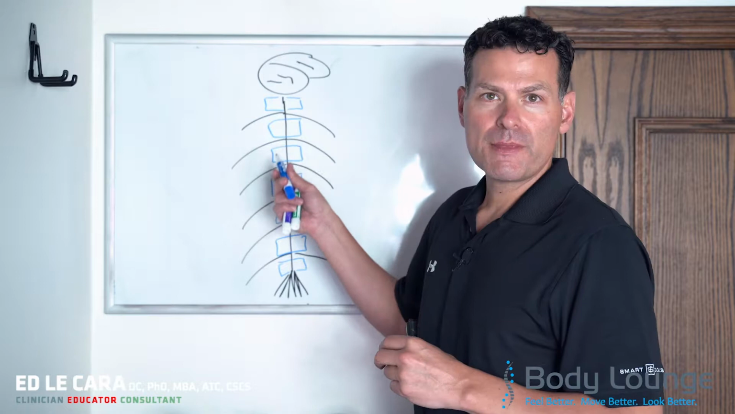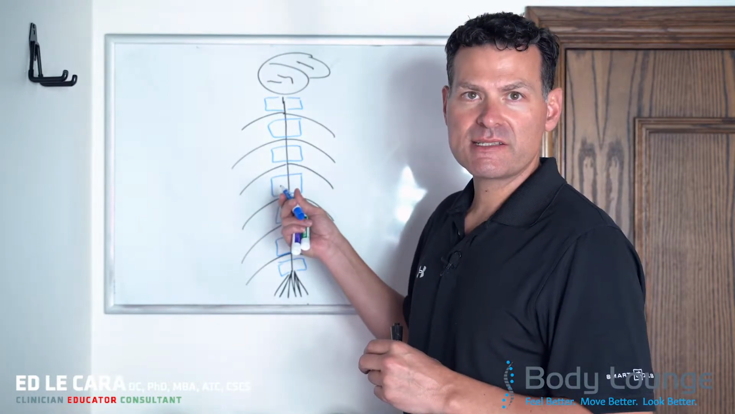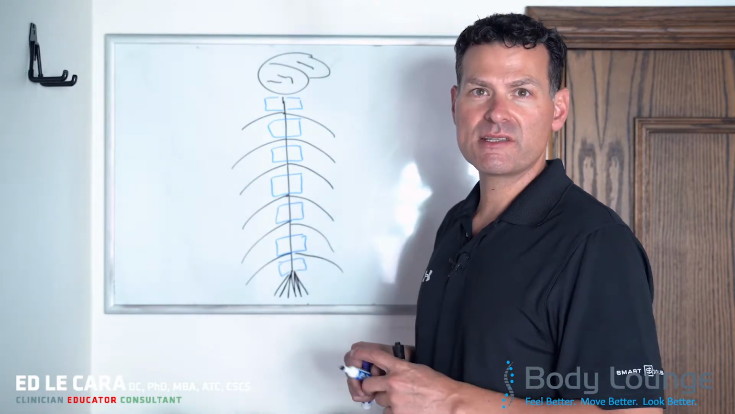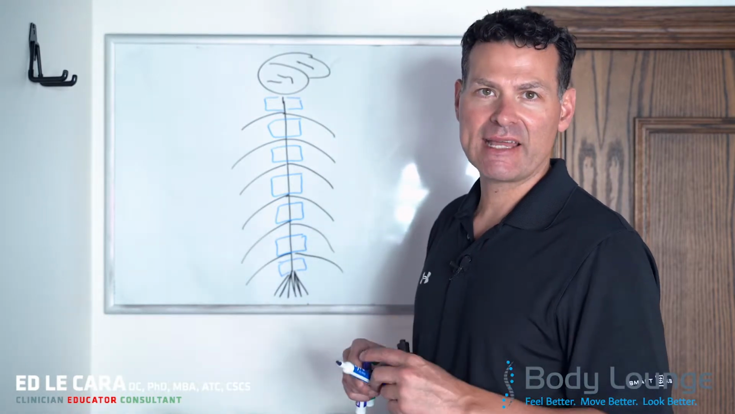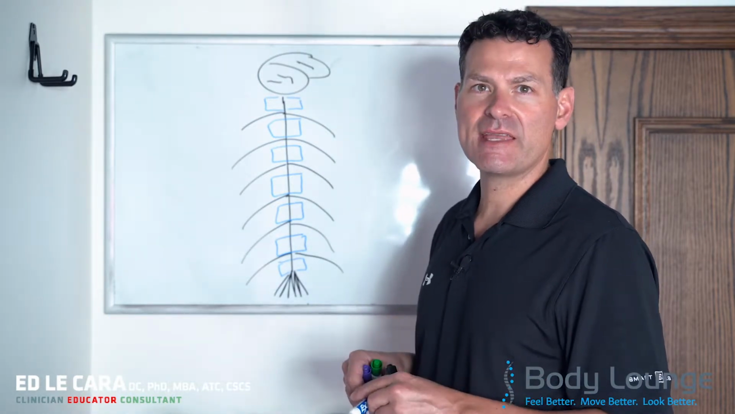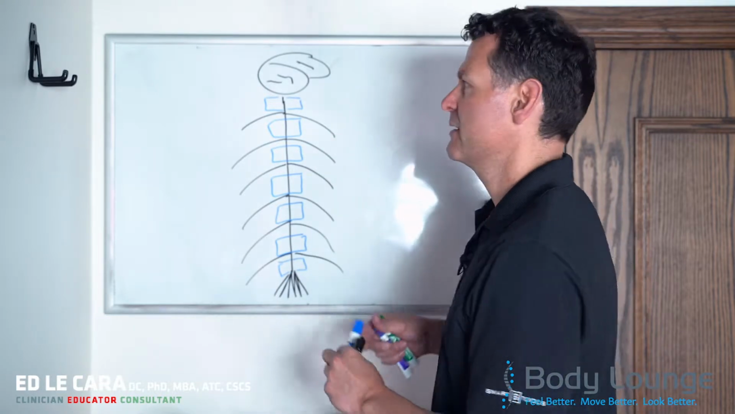The spinal column consists of 26 movable vertebrae and 9 that are fixed. They all have different names, and I was going to go over that.